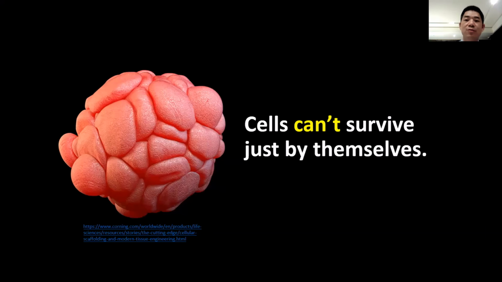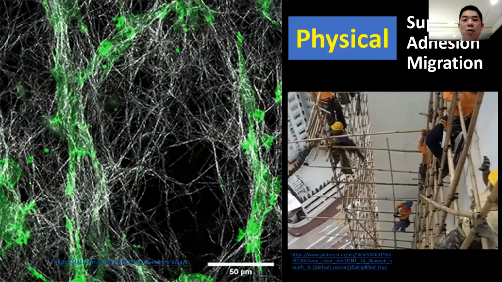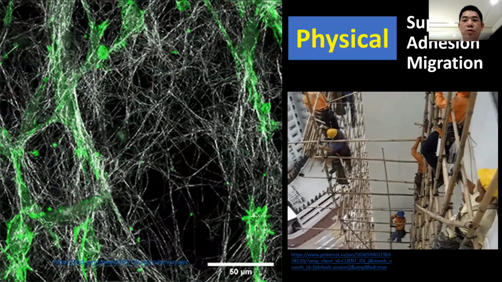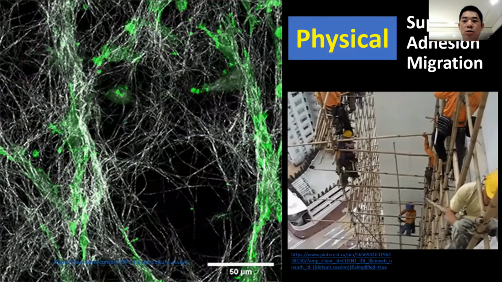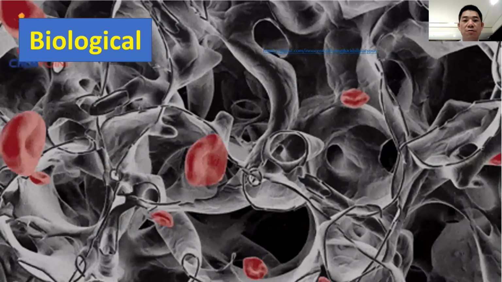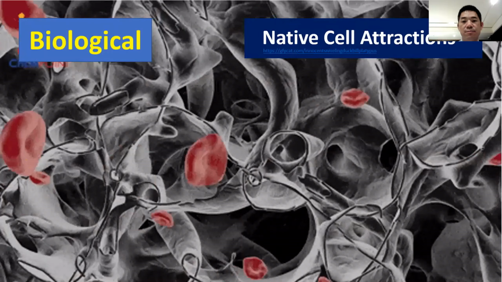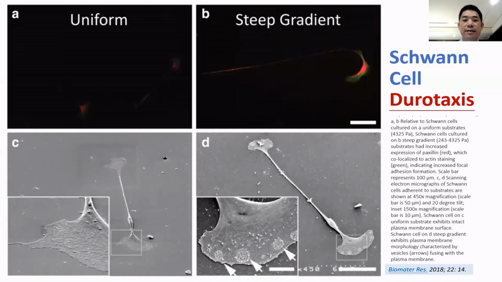But we know that cells can't survive just by themselves. They need extracellular matrix. And this matrix offers the cells not only a physical environment, which can give them support, adhesion, or migration. It also has a biological effect, in that it can attract native cells by various ways.